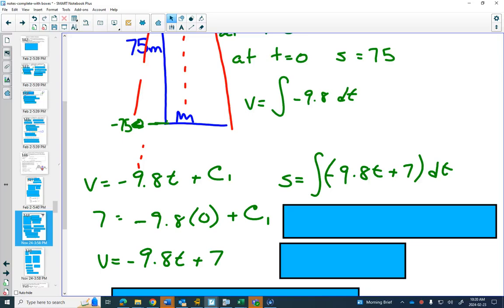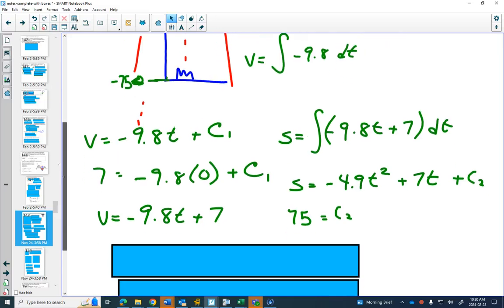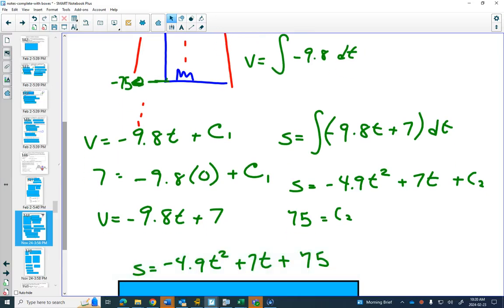So in this case, I'm going to need to get my displacement formula, easy again to integrate. And I did put a C2. Should we change them to C's and D's? No, we've already written down C2. And we plug in 0 for time. Since we knew our initial displacement was 75, we now have that C2 is 75. And so we've used calculus to come up with our displacement equation.